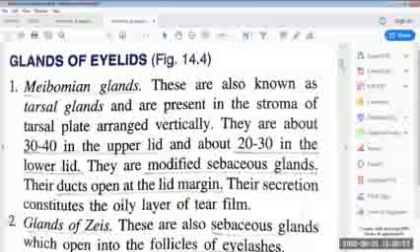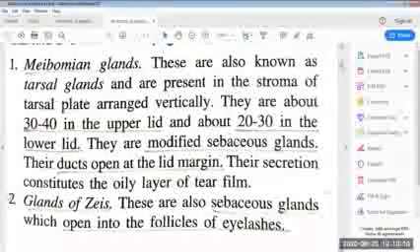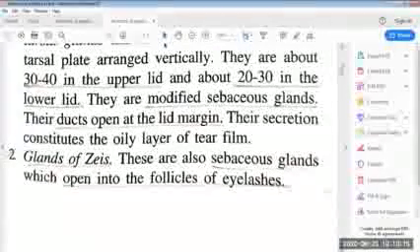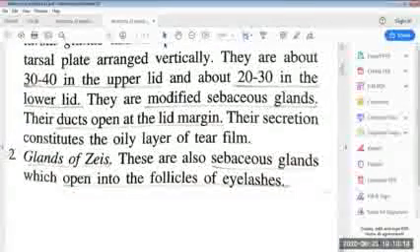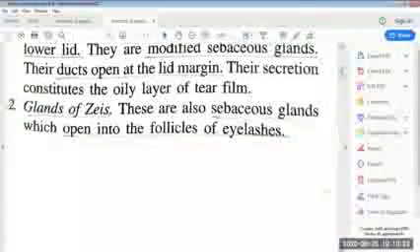So tear film has three layers. One layer is the oily layer, and this oily layer is formed by the secretion of the meibomian gland. Then the second gland of eyelid is the glands of Zeiss. They are also sebaceous glands, but their site of opening is different. They open into the follicles of eyelashes, as the meibomian gland opens into the lid margin.